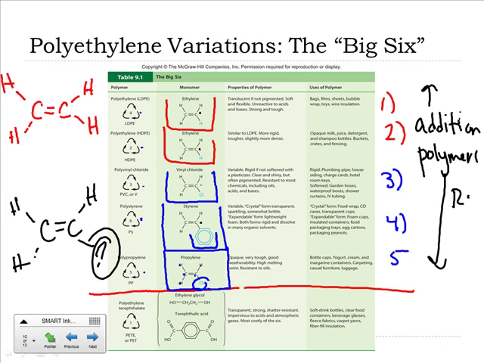Now let's look at this last one down here. Polyethylene terephthalate, or terephthalate, right? There's two words for that. You call it PETE or PET. And you notice how in the monomer category, PET has two monomers. PET is a copolymer. PET has two things going on at once, two different monomers. It is also not an addition polymer.